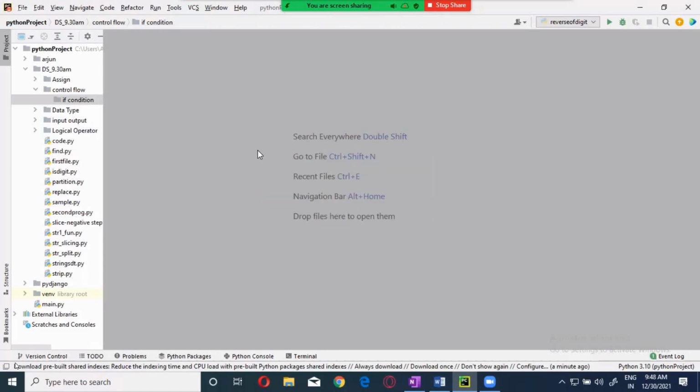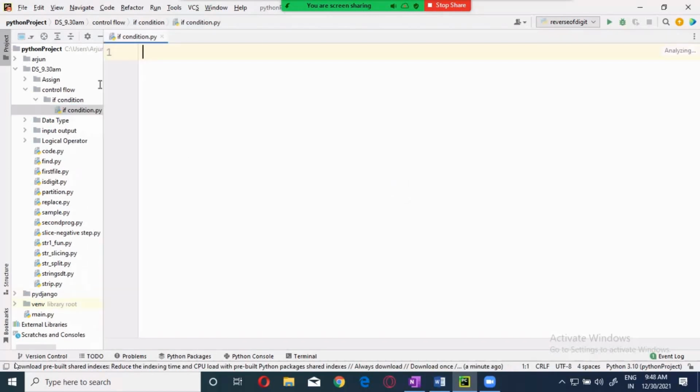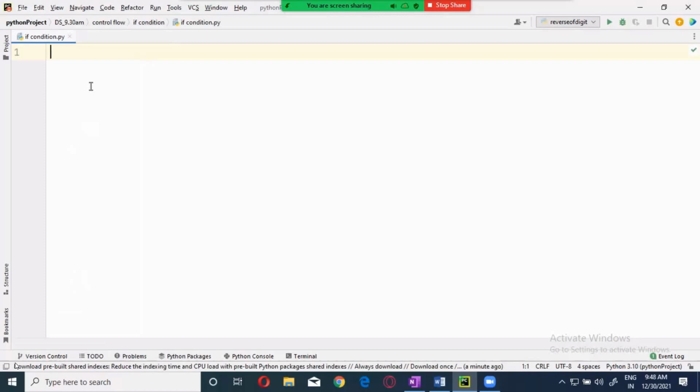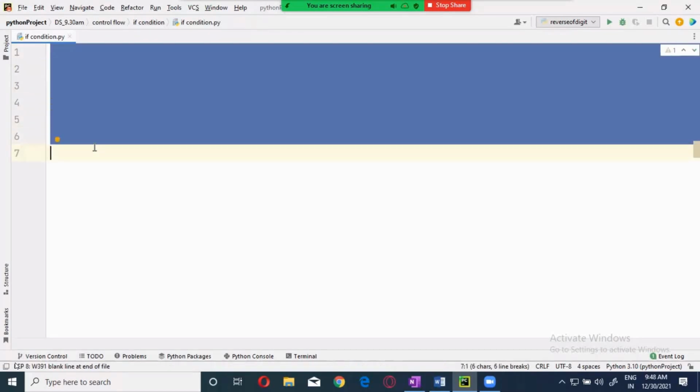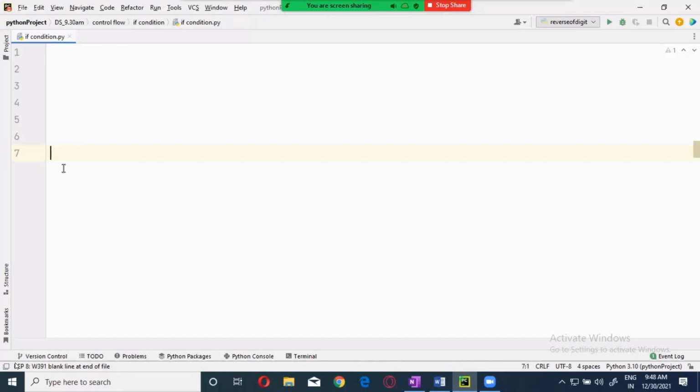This will not be applicable for Jupyter Notebook or Colab, but when I am talking about PyCharm, you can write the program from any line. You can leave any line of the code, no problem with that. But whenever you are writing code, always write it from here. Whenever you are starting from the first line, you have to start writing the code over here.